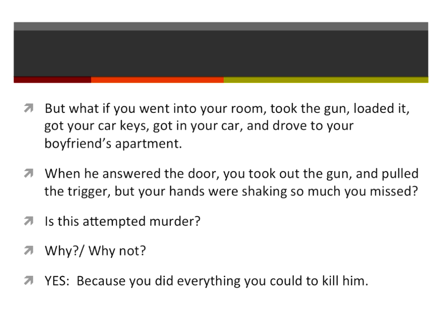What if, though, you went to your room, took the gun, loaded it, got your car keys, got in your car, drove to your boyfriend's apartment. He answers the door, you take out the gun, you pull the trigger, but you miss. Is this an attempted murder? Yes, it is, right? We don't want to let somebody escape criminal liability just because they weren't talented enough or skilled enough to actually complete the offense. In this case, you did everything you could to kill your boyfriend, you just missed.